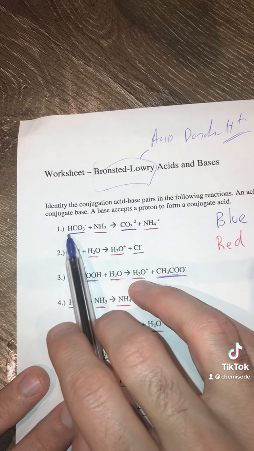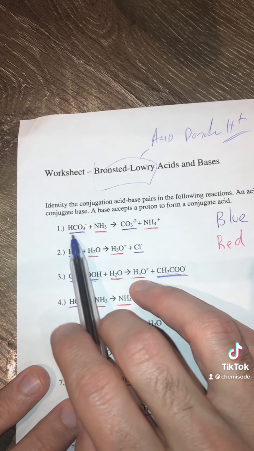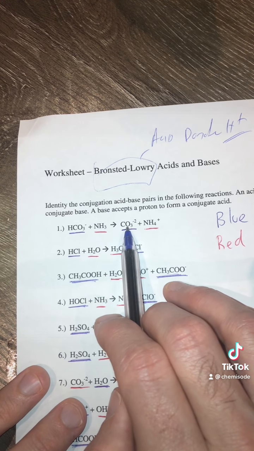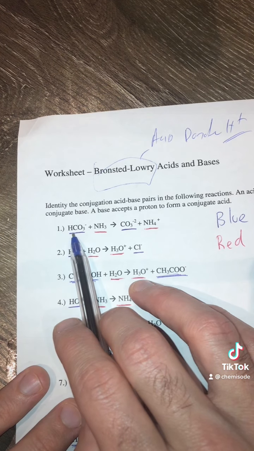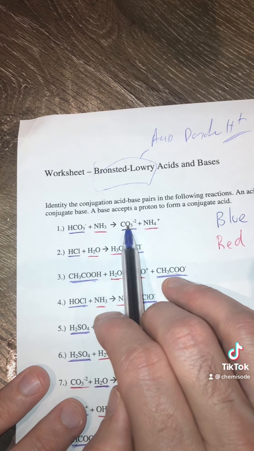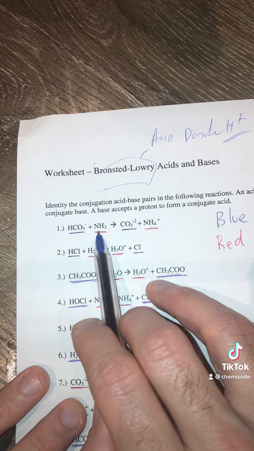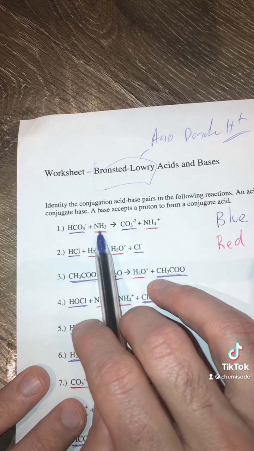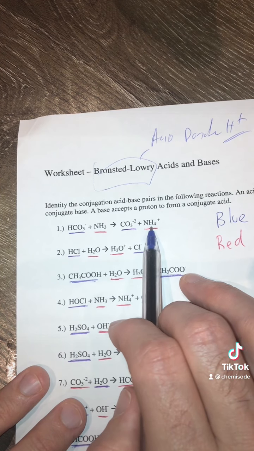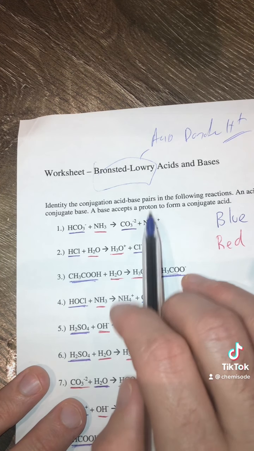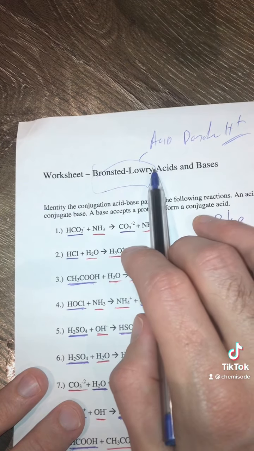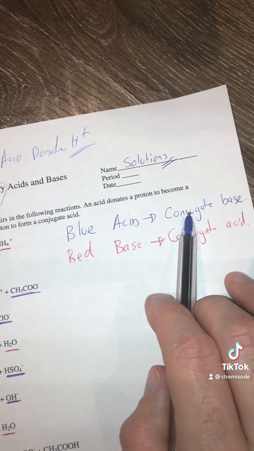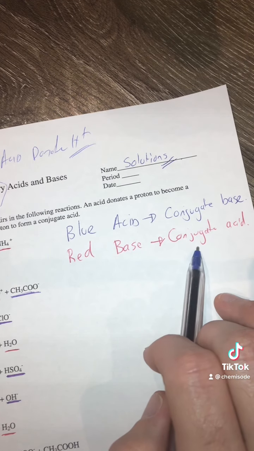So this hydrogen carbonate is acting as the acid, and the carbonate here is the conjugate base. This is the acid forming the conjugate base. That means the ammonia is forming the conjugate acid. This is the base forming the conjugate acid because it's gained the hydrogen. The acid's donated the hydrogen, the base has accepted the hydrogen. The acid formed the conjugate base, and the base formed the conjugate acid.